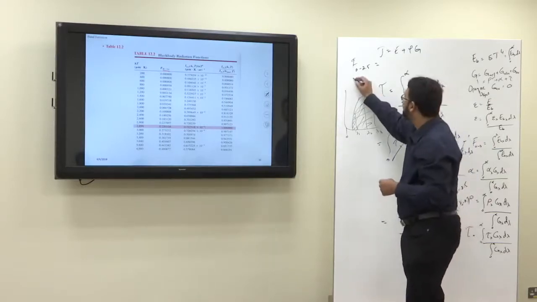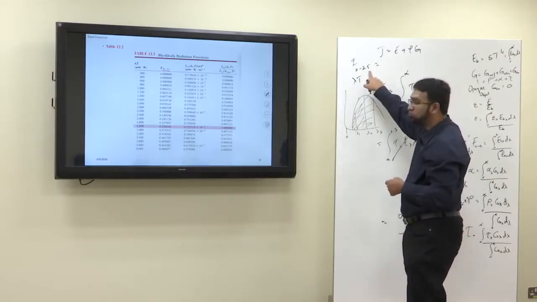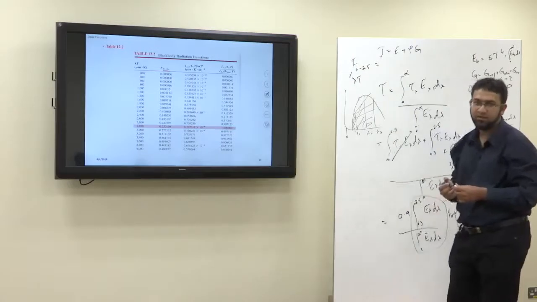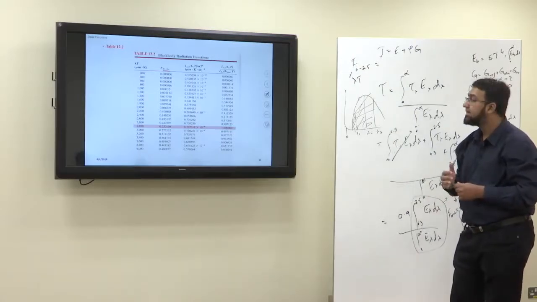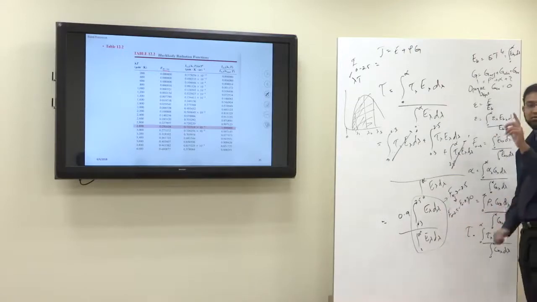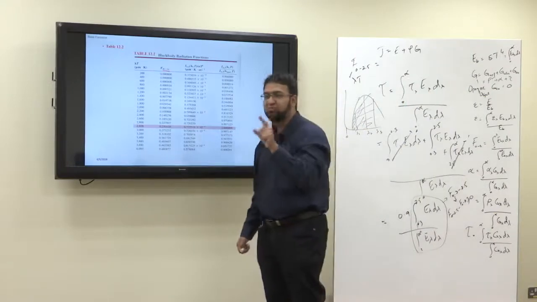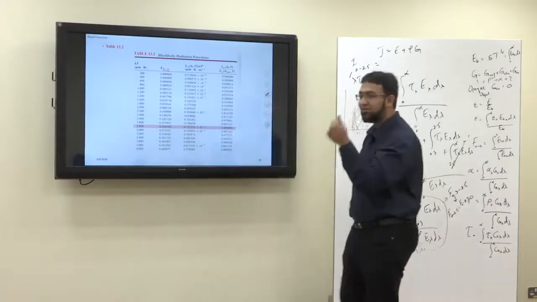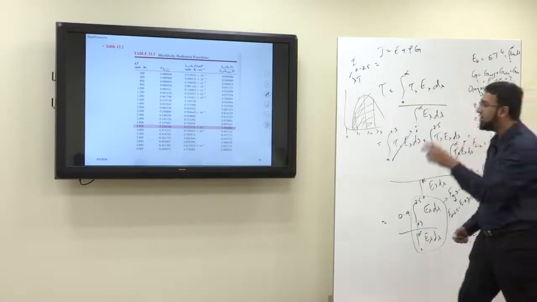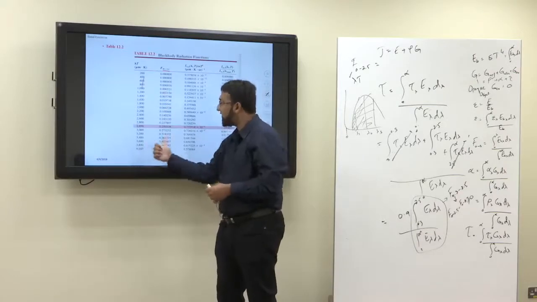So first of all, I need to know what is lambda T. Since we are talking 0 to 2.5, I know lambda is 2.5. But what about T? Since we are talking about the emission from the sun, T will be the temperature of the sun. Temperature of the sun is fixed, 5,800 Kelvin. So 5,800 multiplied by 2.5. Whatever the value, you will find that value here, and correspondingly, you will find the fraction.